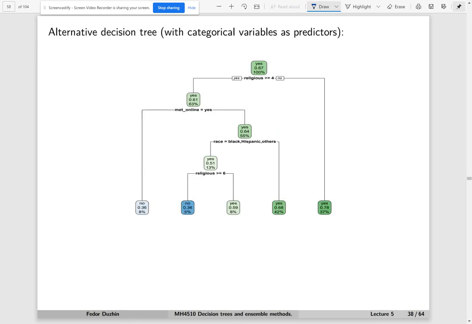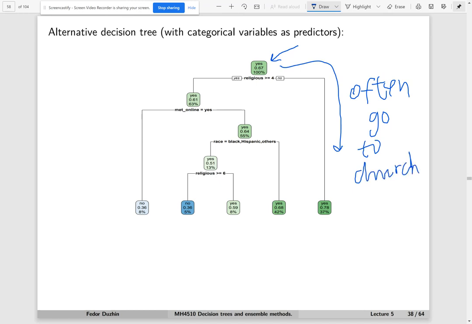And here is an alternative decision tree with some categorical variables as predictors, right? By the way, here religious means how often they go to church, and this is the inverse frequency, just like sex frequency. So if the answer is no, it means that they are actually religious, so they often go to church. Basically it tells us that if they are religious, then they are more likely to be married, as opposed to if they are not religious.